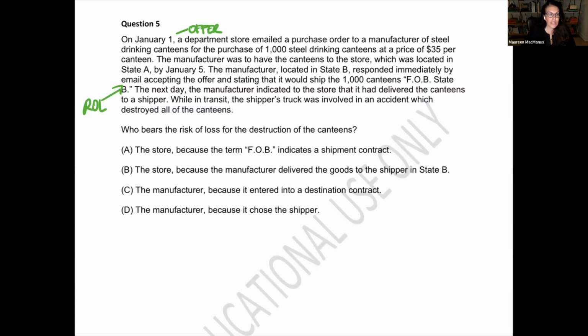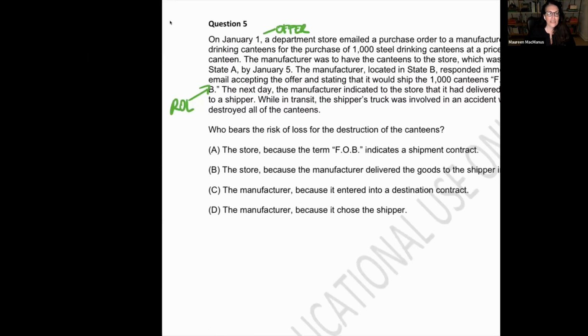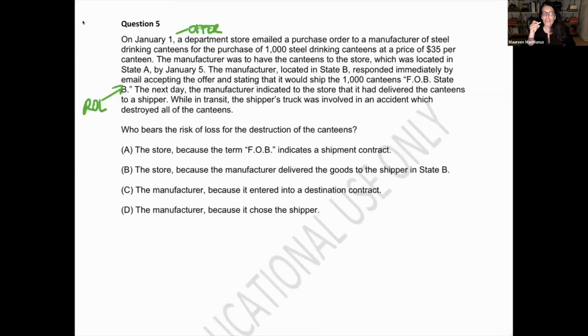So here with A, FOB just means free on board, and it indicates where we're shipping from or where the risk of loss transfers. So here's State B. FOB doesn't just implicate a shipment contract, so I'm going to say this misstates the law. B, the store, because the manufacturer delivered the goods to the shipper in State B. That is what's happening here, and I think most of you picked B. So that's the risk of loss. Once they got it to the shipper in State B, risk of loss transferred.